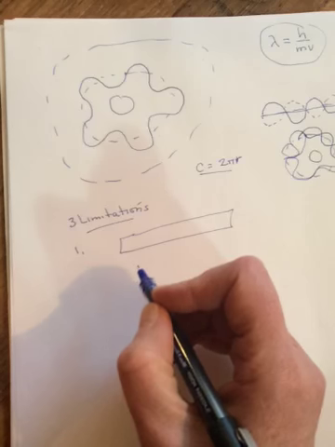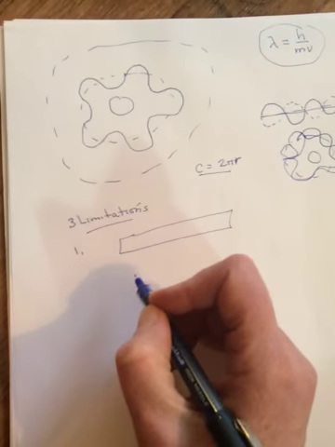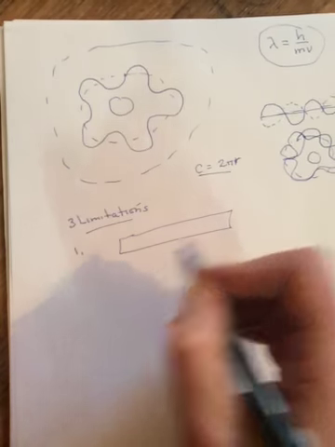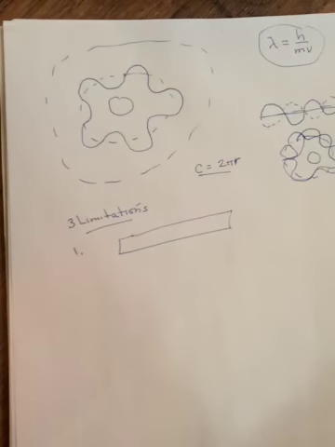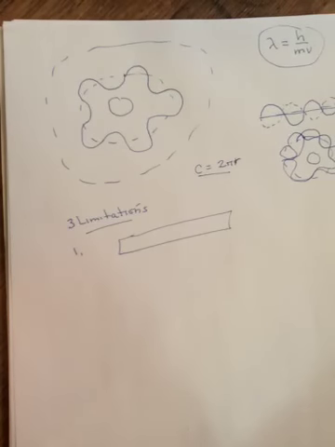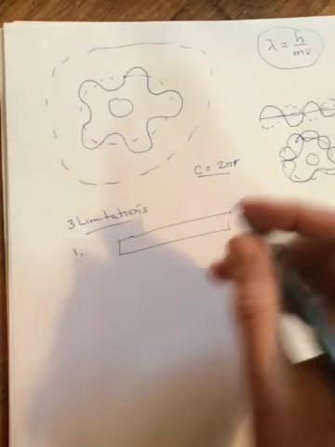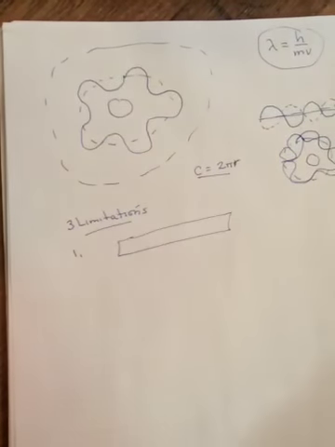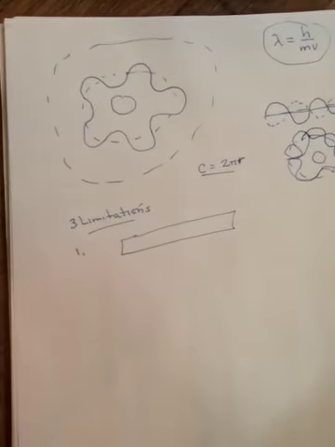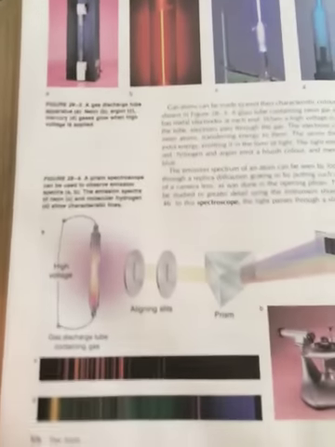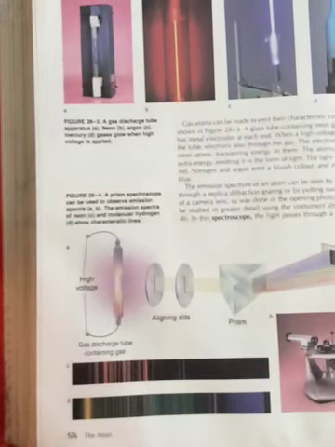Limitation number one was that it could not explain which spectral lines of hydrogen would be brighter and which ones would be dimmer. Now, if we were in school, we would do a lab with the spectral lines, but since we're not in school, we don't get to do it.